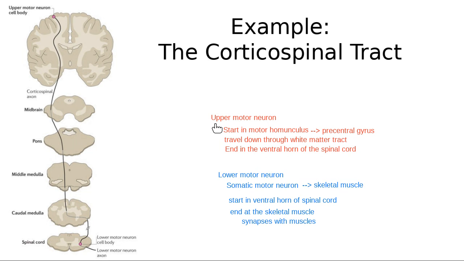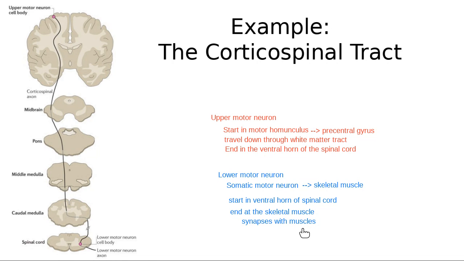The upper motor neuron in the brain, I've decided to do my movement. My axon is going to go all the way down through the brainstem, all those parts there, all the way down to the spinal cord, to the ventral horn of the spinal cord. In the ventral horn, it's going to synapse with the lower motor neuron. The lower motor neuron is going to leave the spinal cord and go out to find the muscle we're telling to contract and make the contraction happen.